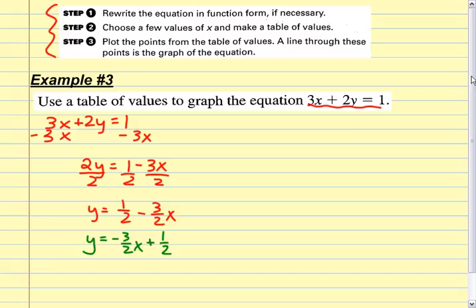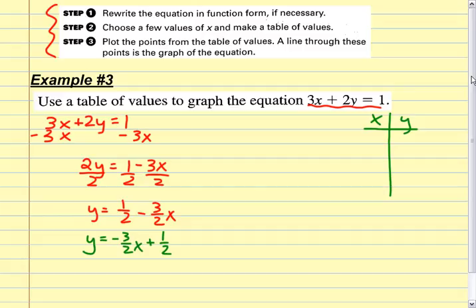Okay? Now, a table of values just looks like this T-chart, x and y. And I can choose any x I want. I can choose 6 trillion. I can choose negative 2.9. I want to choose nice, easy numbers that make it simple for me to evaluate and plot. Right? I don't want to choose 6 trillion because then I have to draw a graph with 6 trillion on it. Okay? What do you think, Cameron?